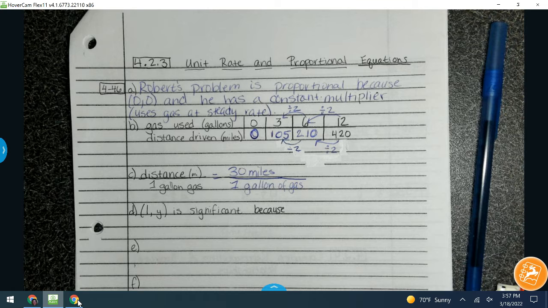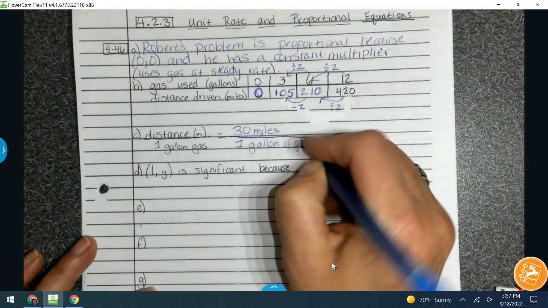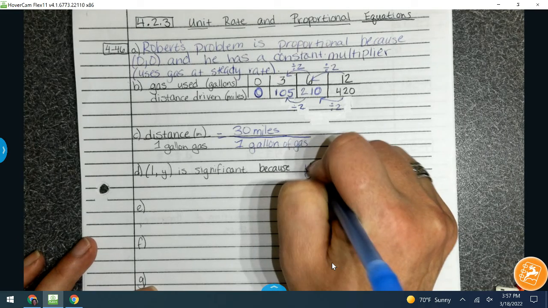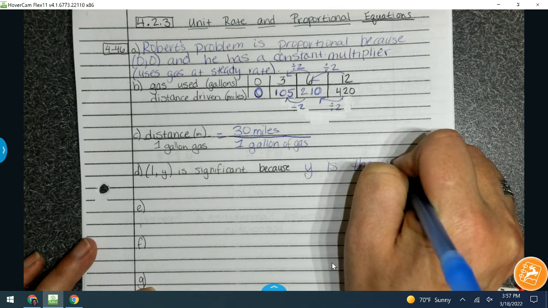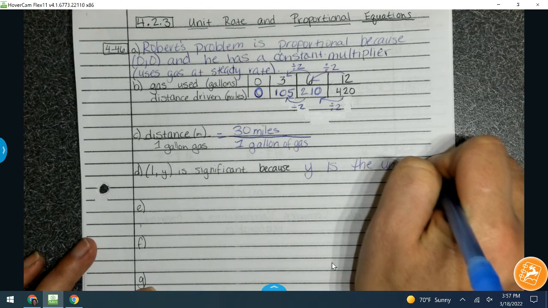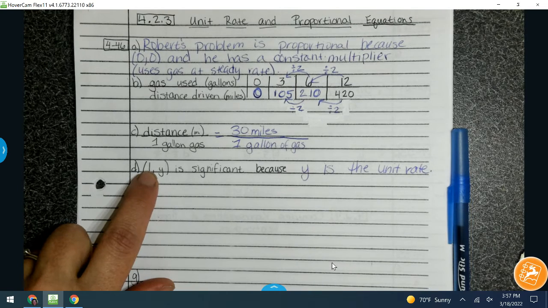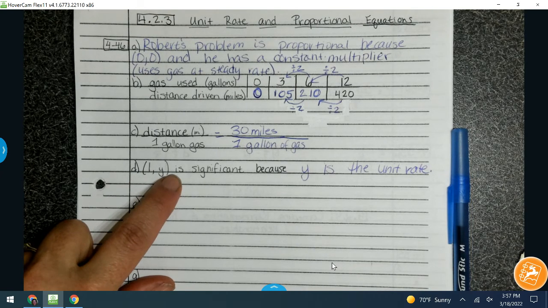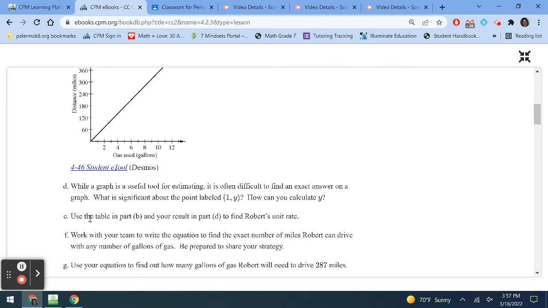And so I'm going to come right back over here. 1, y is significant because y is the unit rate. And that's important. Once I find that 1 for x, whatever my y is going to be is my unit rate. And if I have that exact point, it's perfect. It's awesome. Again, it's kind of difficult to find.